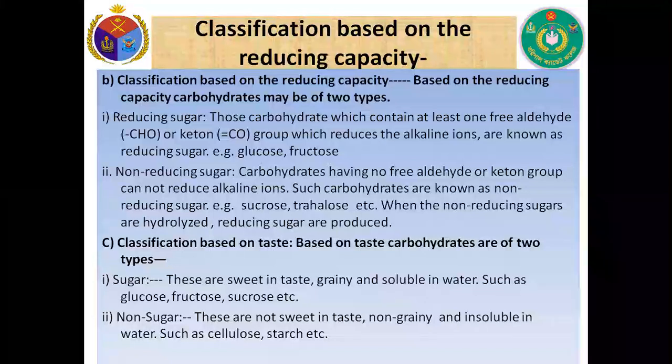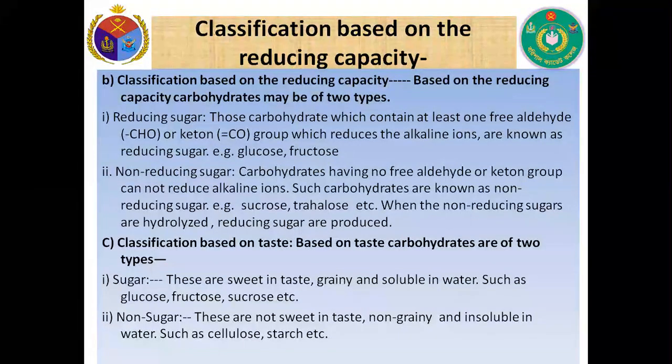Non-reducing sugars: carbohydrates having no free aldehyde or ketone groups cannot reduce alkaline ions. Such carbohydrates are known as non-reducing sugars. Sucrose, cellulose, etc. are examples of non-reducing sugars. When the non-reducing sugars are hydrolyzed, reducing sugars are produced.